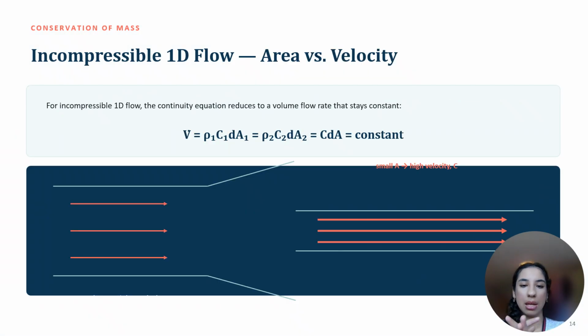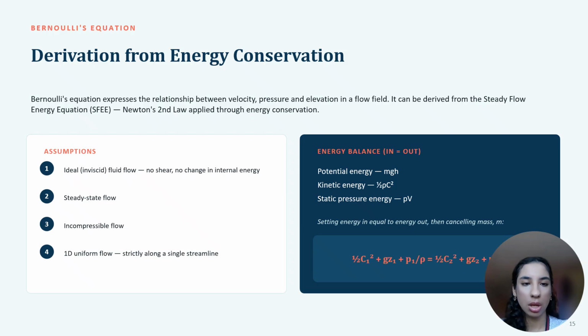Now, we use the continuity equation differently, depending on the flow. If you have incompressible flow, you're going to use this equation, as you see here. Now, this is a bit more about thermodynamics. So here is the derivation from energy conservation. We will be talking about this in more detail.